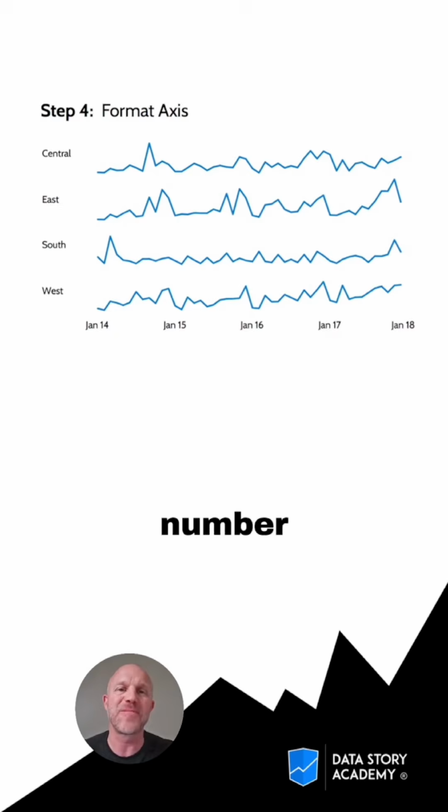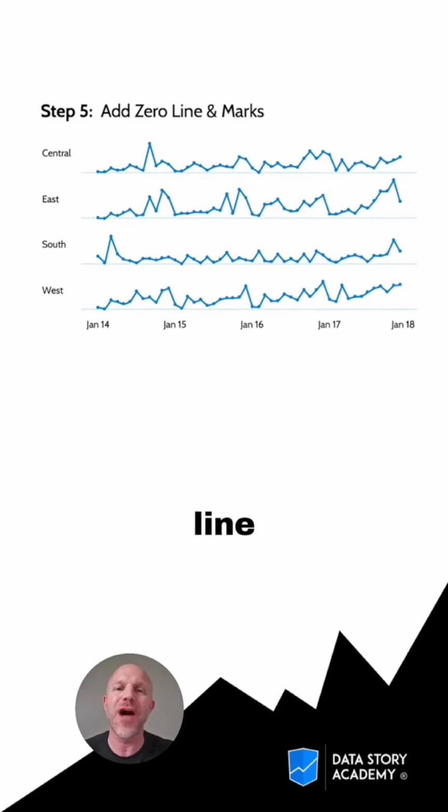Then step number 5, add 0 line and marks to the Sparkline. So I added the 0 line so you can see when your data is negative, whether it falls below or above 0. It creates a nice balance and a foundation for each of the Sparklines. Then I added those marks.